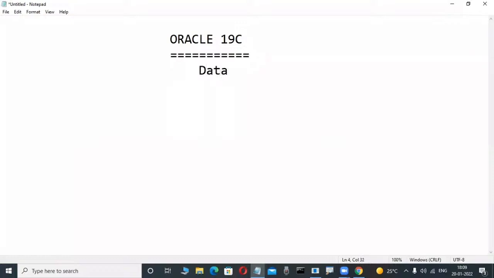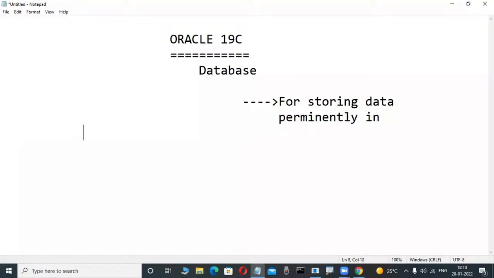Database. Don't write anything. Just observe here. But what is the purpose of these database products? Everyone knows. Whenever we install these database products in our system or on the company side, the main purpose is for storing data, for storing data permanently in secondary storage devices. Secondary storage devices means maybe hard disk or the like.